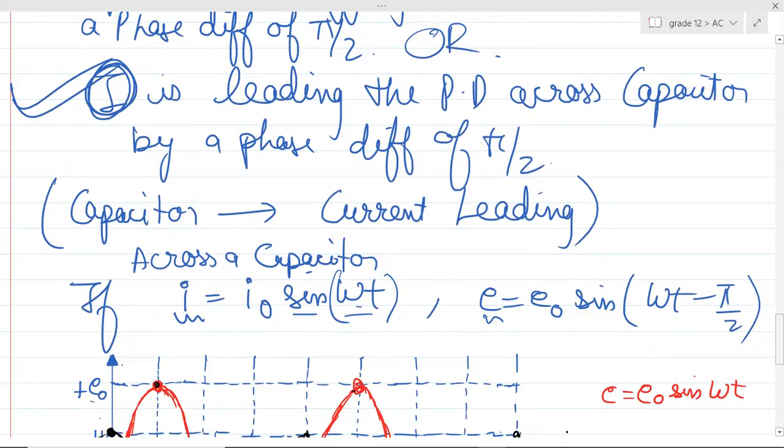Got it? Once the capacitor is fully charged, the current becomes 0. So can we say that current and charge will never be in the same phase when a capacitor is connected? When one is maximum, the other will be 0. So that's why there was this difference of a quarter cycle, which we have written as a phase of pi by 2.